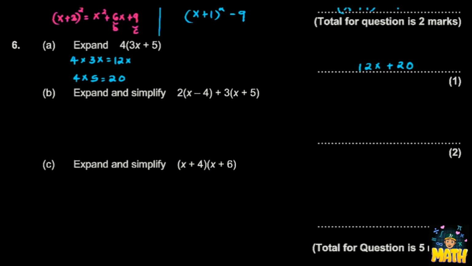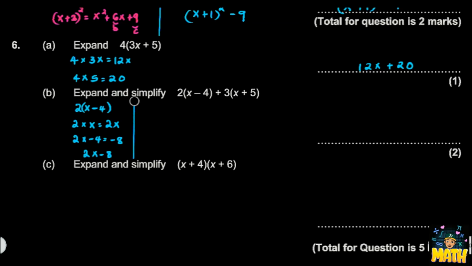Expand and simplify. So we start by expanding the first bracket, then expand the second bracket. So I'll start with the first bracket. So that is 2 into x minus 4. So each of the numbers will be multiplied by the 2 that is outside the bracket. So I'll have 2 times x and 2 times -4 right there to get 2x minus 8.